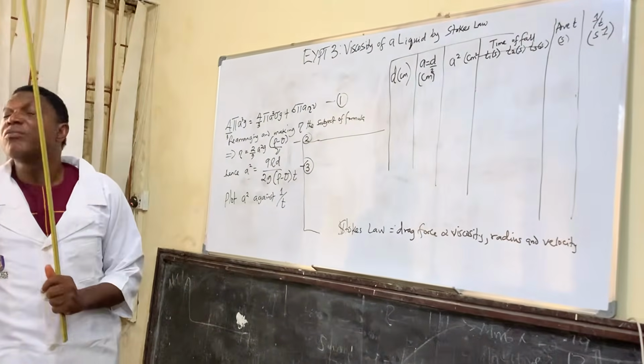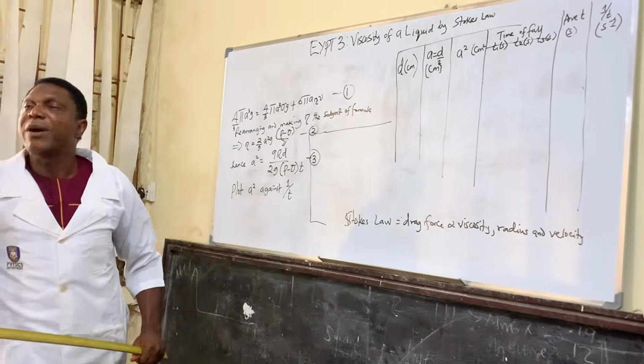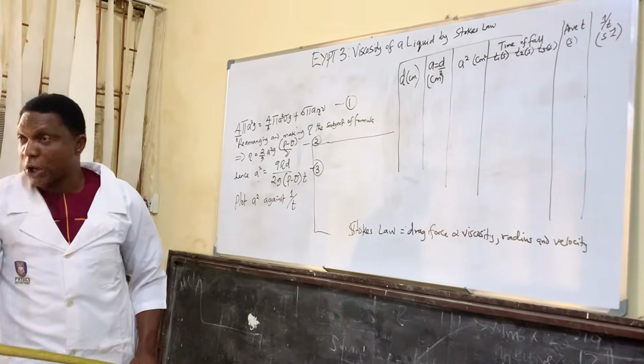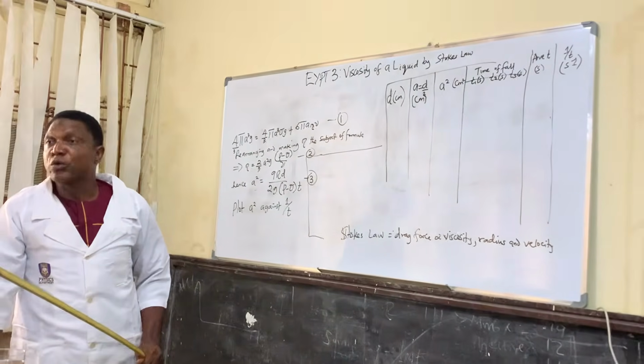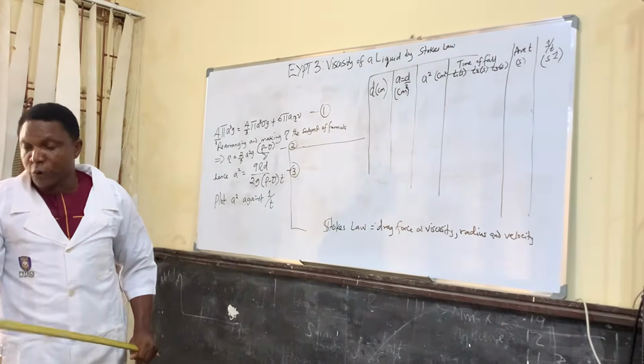So one of the things you must ascertain, be sure of, is that you have a fluid that is viscous enough so that you'll be able to see the fall of the ball through the fluid.